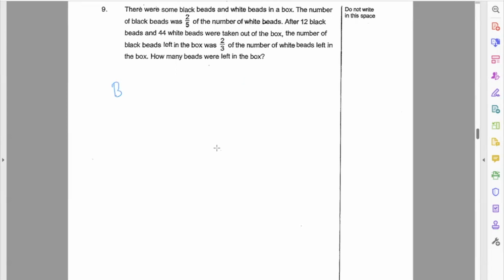And after 12 black bits and 44 white bits were taken out of the box, this is how I record. 12 black bits taken out, so black minus 12, white, take out 44, so white minus 44. The number of black bits left in the box was 2/3 of the number of white bits left. So black to white will be 2:3.